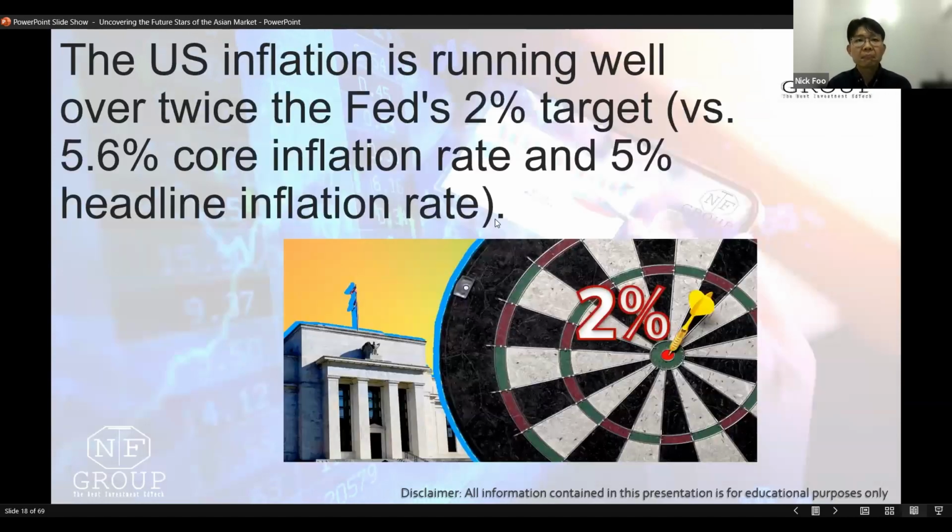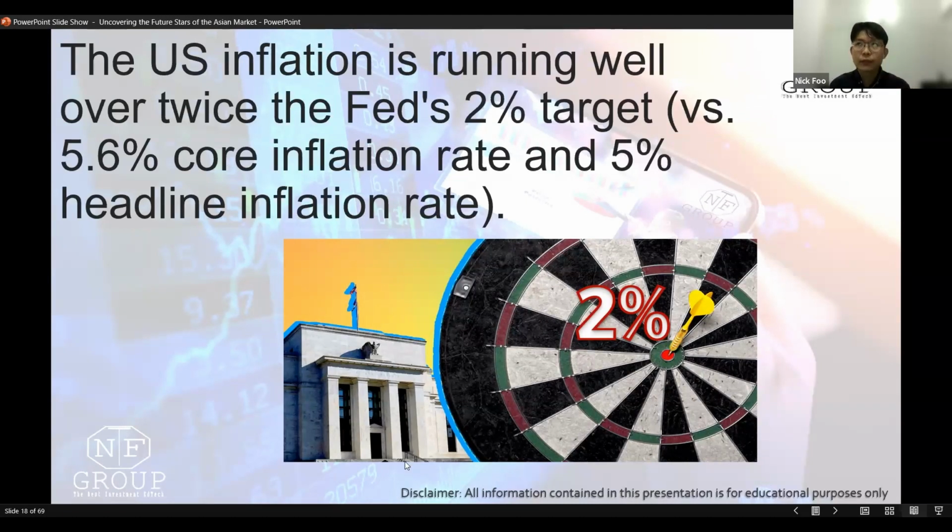But of course, over the past few months, some of the US banks went bankrupt or shut down. The Federal Reserve might consider cutting the interest rate, which is unlikely, in my opinion, ladies and gentlemen. Why? Because the current core inflation is, I think, 5.6%, and the headline inflation rate, which is 5%, is way far away from the Fed's target of 2%. So I think the Federal Reserve is likely to increase the interest rate next week.